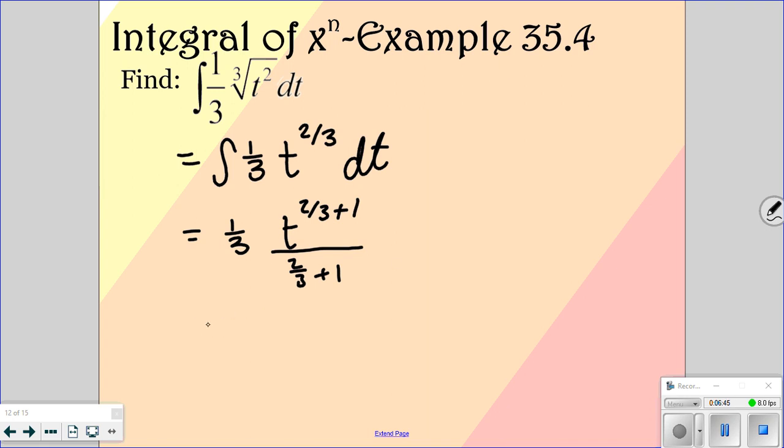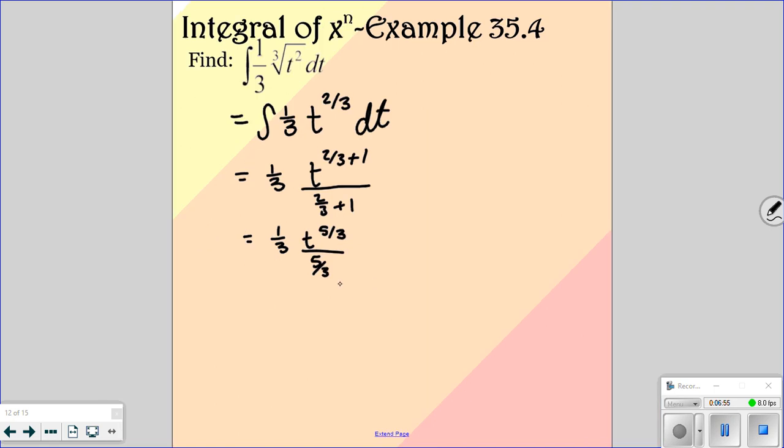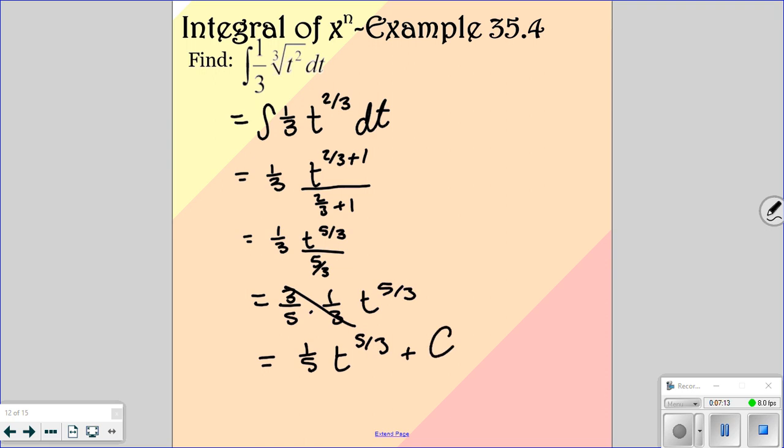So 2/3 plus 1 is 5/3. So we're dividing by 5/3, which is the same thing as multiplying by 3/5, because it's just a reciprocal. And so the 3's cancel, and so I'm left with 1/5 t to the 5/3. And then don't forget your plus c, or you'll lose a point on that problem. Okay, so that's how that one works.